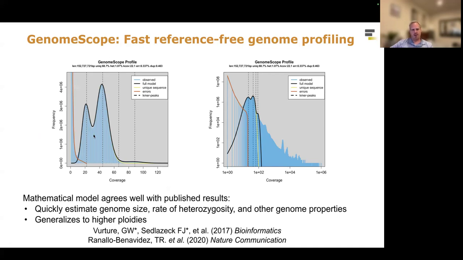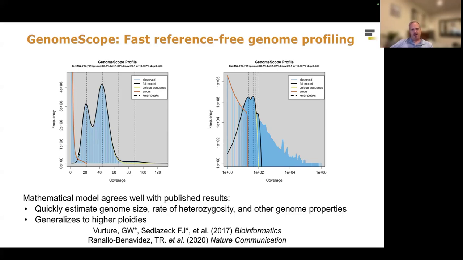So this particular example comes from a particular F1 strain of Arabidopsis that was designed to be highly heterozygous. It was two unrelated strains of Arabidopsis. And immediately we're able to infer the haploid genome size is about 152 million bases long, which is correct. And we're also able to infer that the heterozygosity is about 1%. So that means about one every 100 bases or so, there'll be some difference between the maternal and paternal haplotypes in this plant species here.